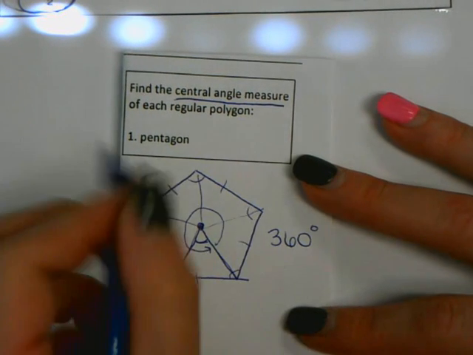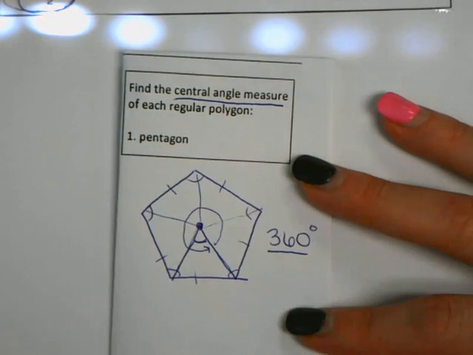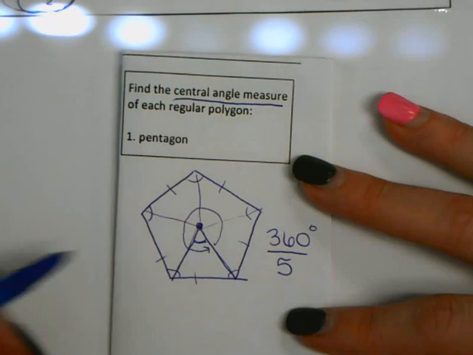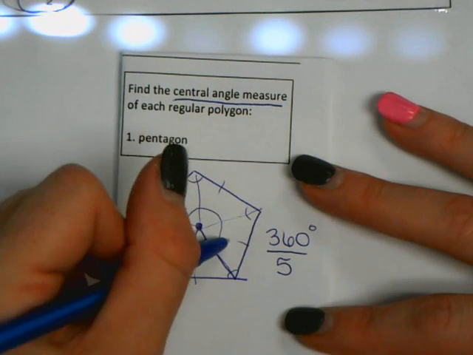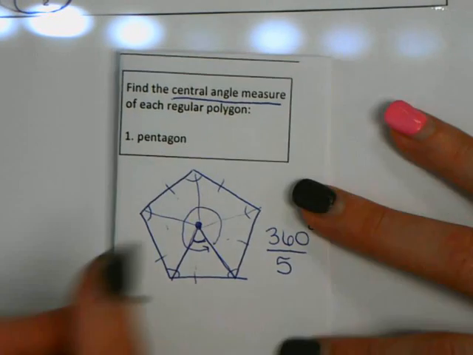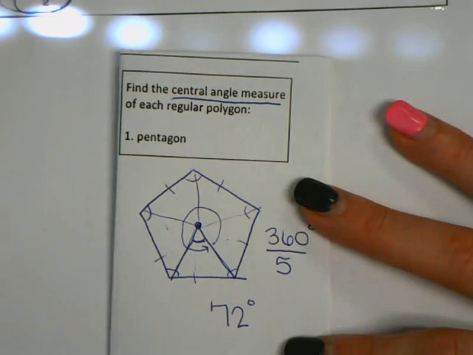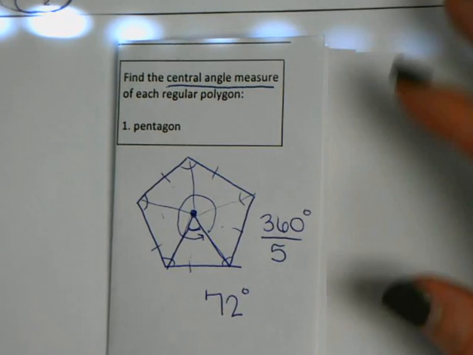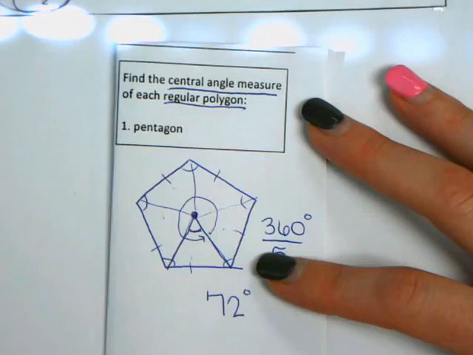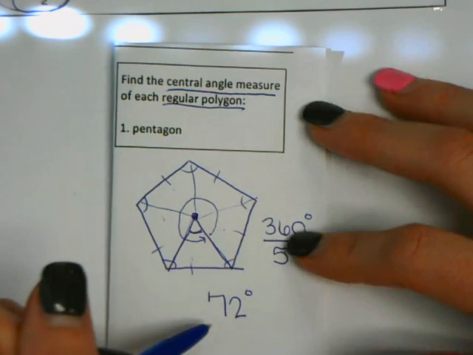So hopefully you've already drawn the conclusion that to find one of those angles, all I have to do is divide by the number of sides, because that's how many triangles I have in there. So 360 divided by 5 is going to give me 72 degrees. And that's it. That's simple. As long as it's a regular polygon, this is going to work out for us.